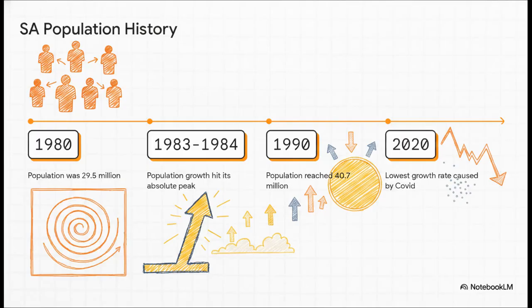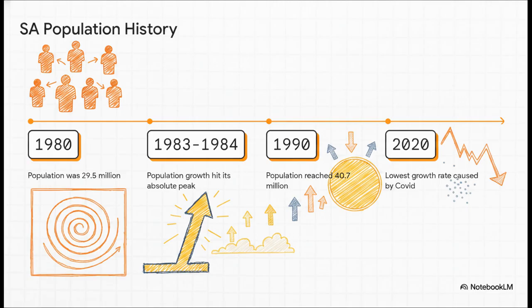If we track South Africa's history, it's pretty fascinating. Back in 1980, the population was 29.5 million. Just a few years later, around 1983 and 1984, the population growth rate hit its absolute peak. But right after 1984, a steady decline in that growth rate kicks in. Even with that slower rate, though, by 1990, the total population had still climbed all the way to 40.7 million.